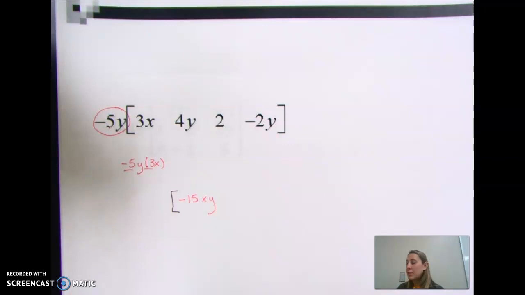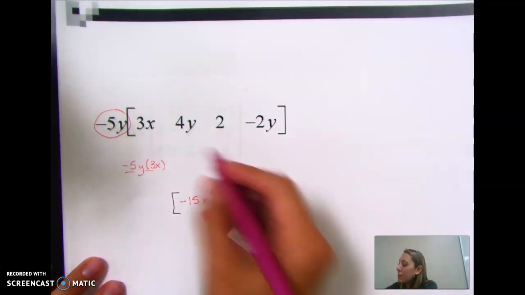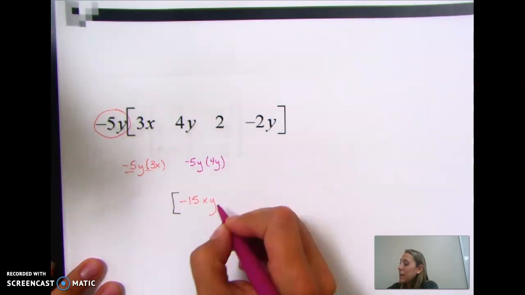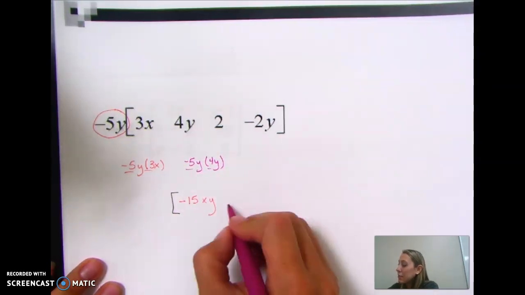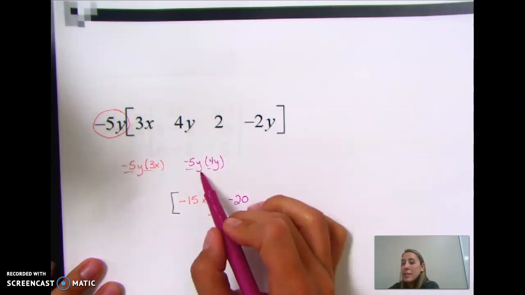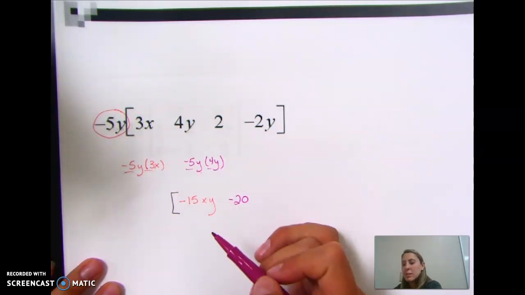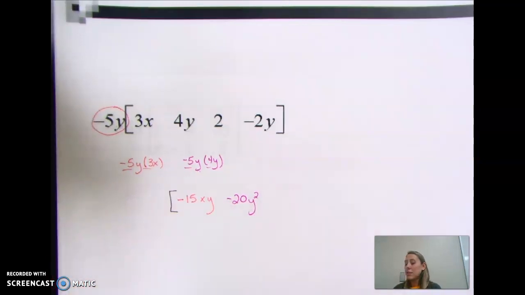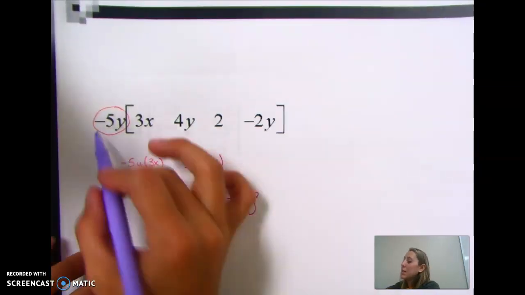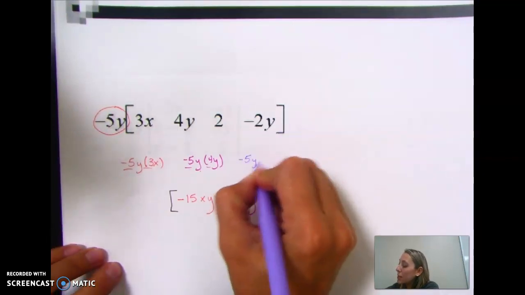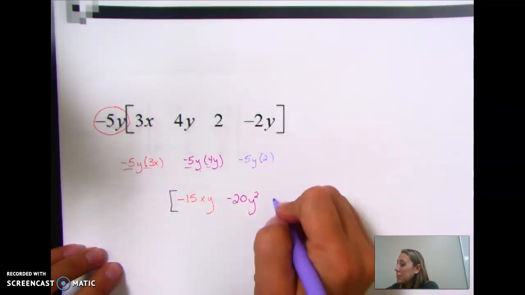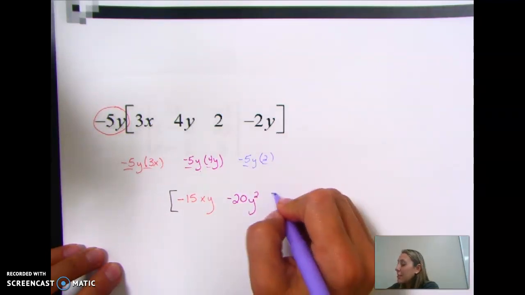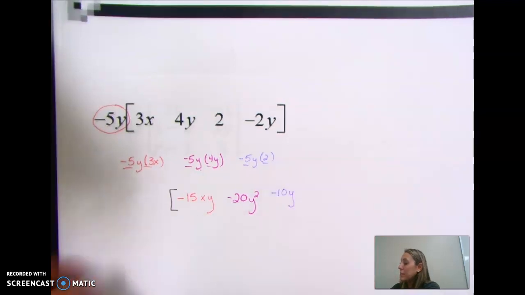All right, now we have to do the next one. We're going to do negative 5y times 4y. And I get, again, the coefficients, which is negative 20. And then y times y. Would I write y twice? No. Another way to write that is y squared. Then I'm going to do the same thing. Negative 5y times 2 gives me just 2 of those, so negative 10y.